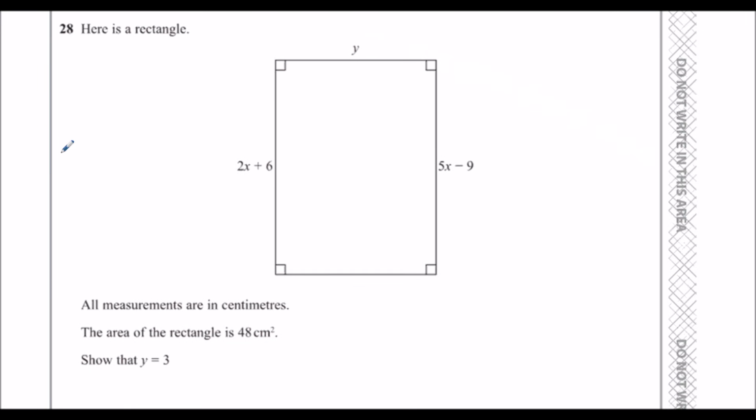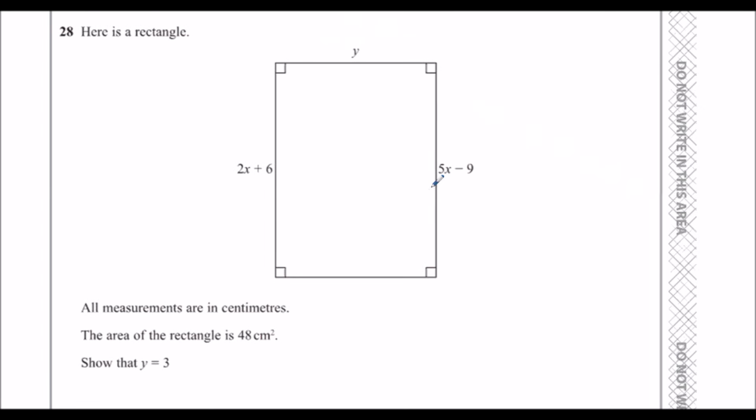Question 28. Here is a rectangle. So we've got some algebraic expressions for the lengths and width. All measurements are in centimeters. The area is 48 centimeters squared. Show that y equals 3.